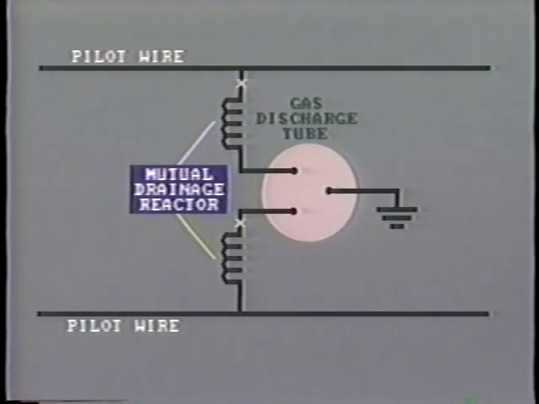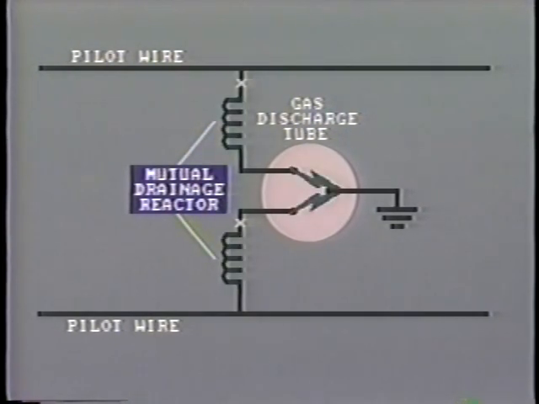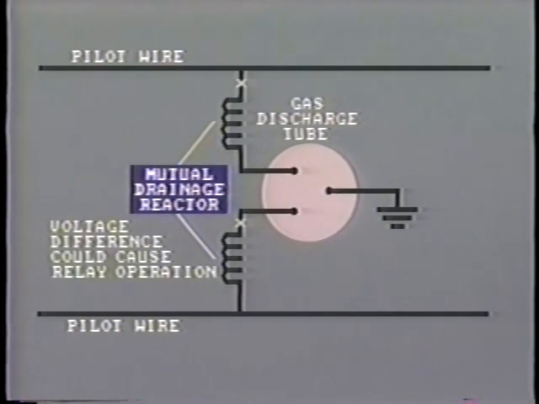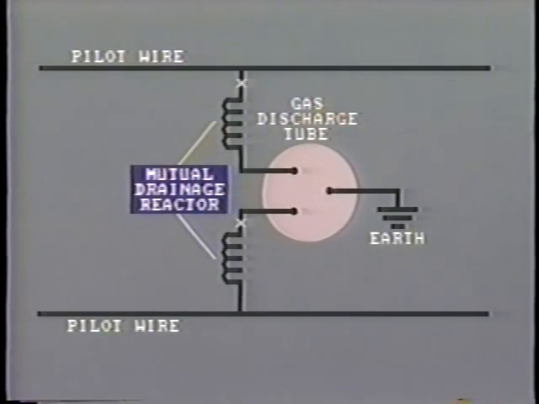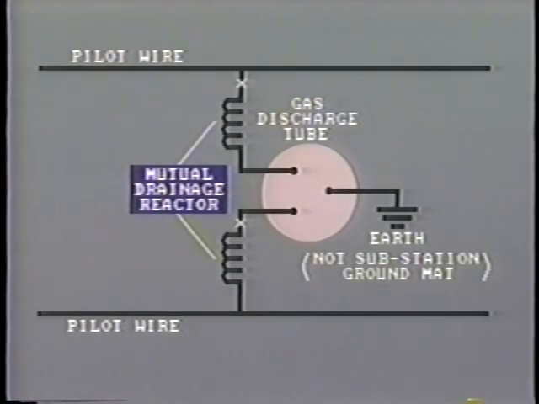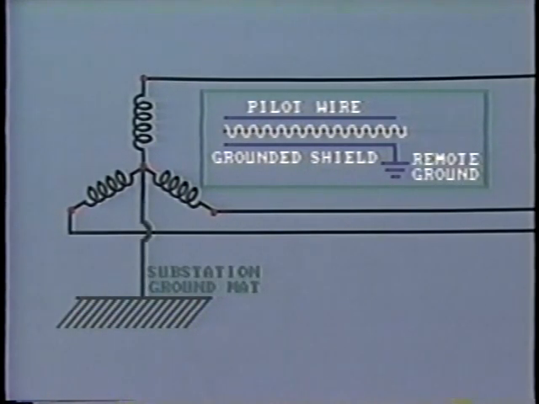A typical system uses a gas discharge tube like this. The reactors add equal impedances to the drainage circuit and ensure that both conductors flash over simultaneously. Otherwise, the voltage difference could cause operation of the relays and unnecessary tripping of breakers. The flashover voltage is about 500 volts. The drainage reactor is usually grounded to the surrounding earth instead of the substation ground mat, and we'll see why in a moment. The earth is commonly known as a remote ground to distinguish it from the station ground mat.